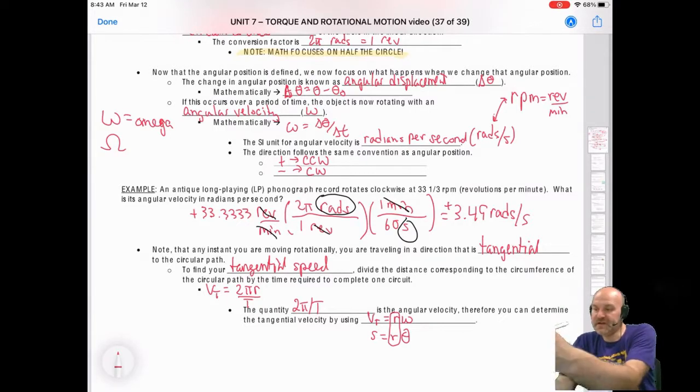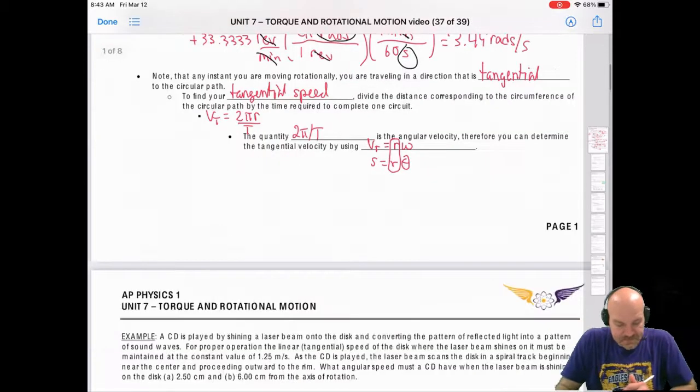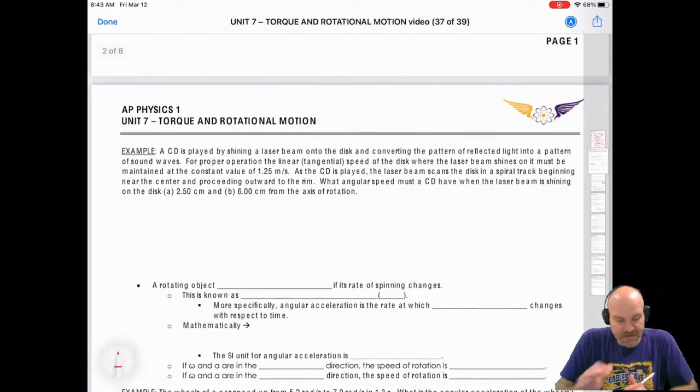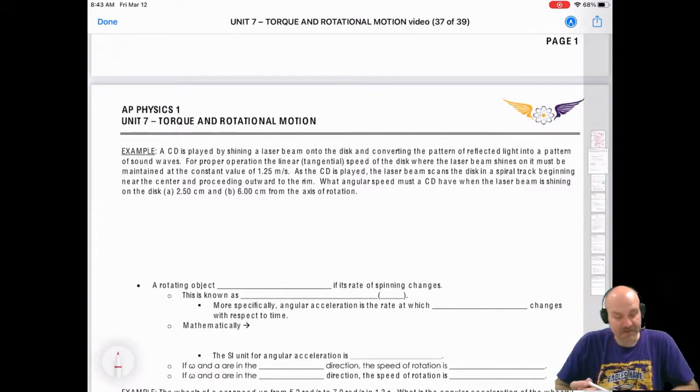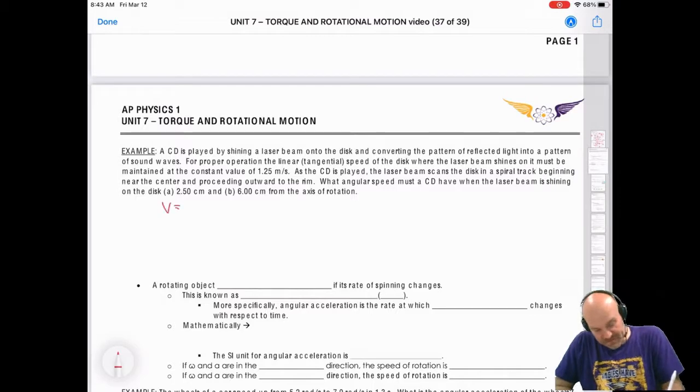And so now let's look at an example. You've got a CD, and the CD is going to tell us that it's moving at 1.25 meters per second. As the CD is played, the laser beam scans the disc. What angular speed must the CD have when the laser beam is shining on the disc at 2.5 centimeters and 6 centimeters? Basically, we're going to use v equals r omega and solve this for omega, so it's going to be v over r. Again, this v is going to be our linear speed.